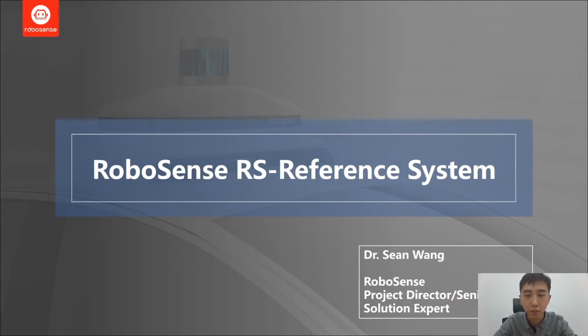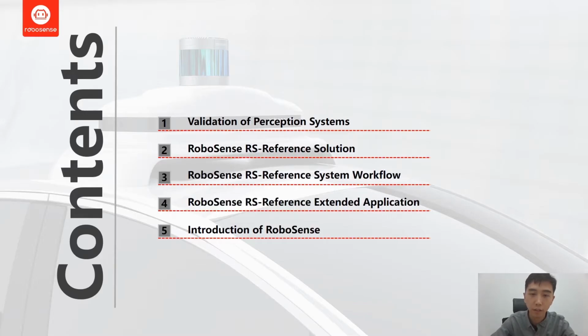Today I would like to share some information about our reference system. And today I would like to cover the following points. First, I would like to talk about the validation of perception systems and some problems we may meet. And then I'd like to introduce our reference system, which is designed to solve these problems. I would like to introduce its details, its workflow, and some extended application of it. And finally, I will give a short introduction of our company, RoboSense.